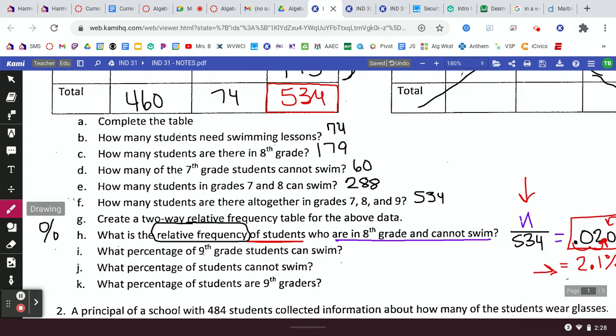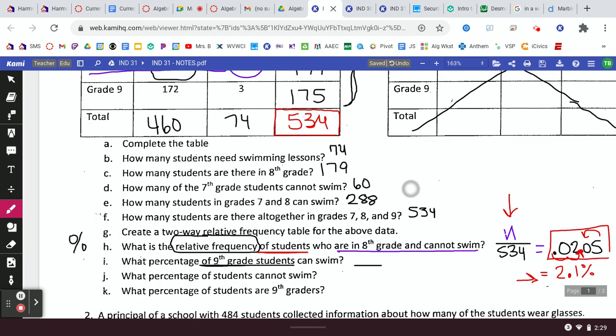We're asked to look at what percentage of 9th grade, so that means of 9th grade students, I should say. All right, so of ninth grade students, that tells us that the bottom of the fraction is the ninth grade students. How many ninth grade students do we have? Gwen? 175? All right. So of ninth grade students, the of is on the bottom.